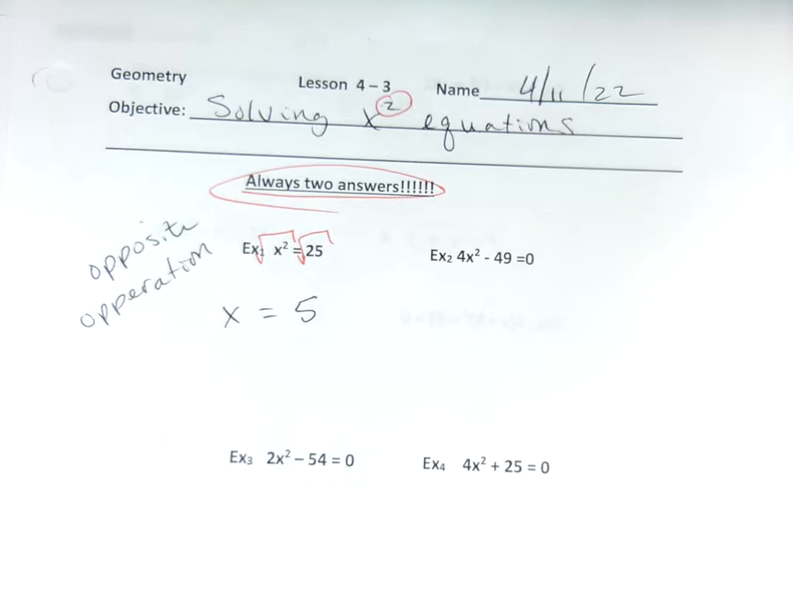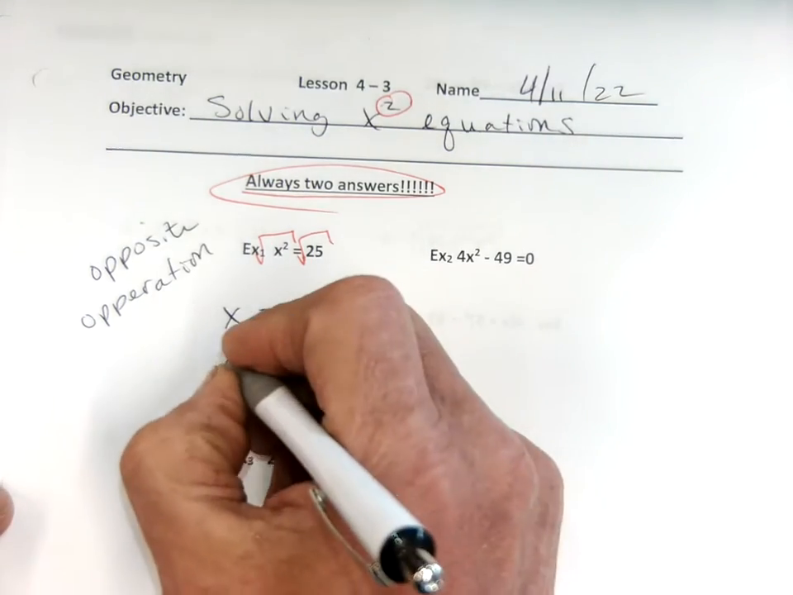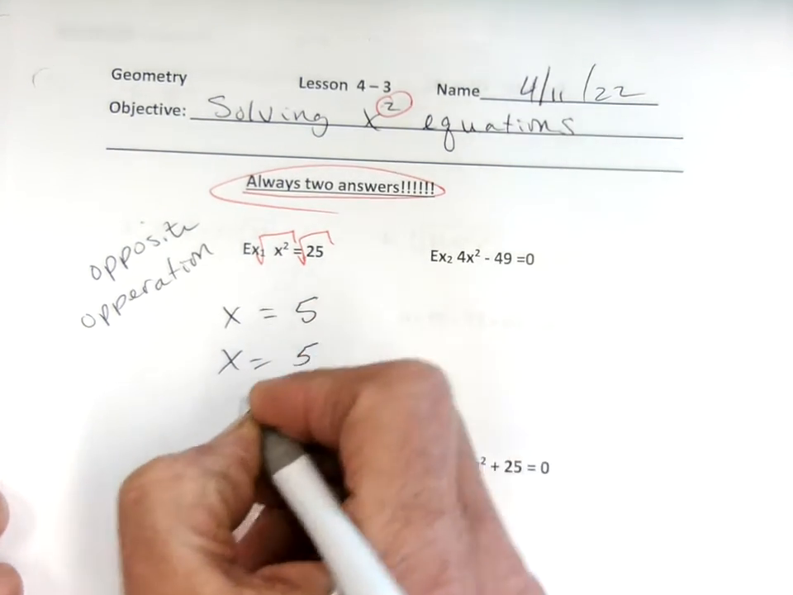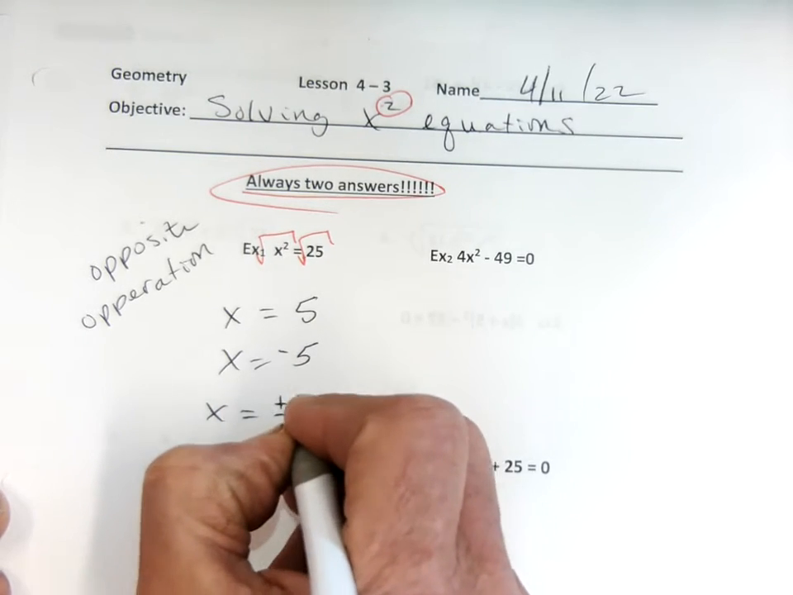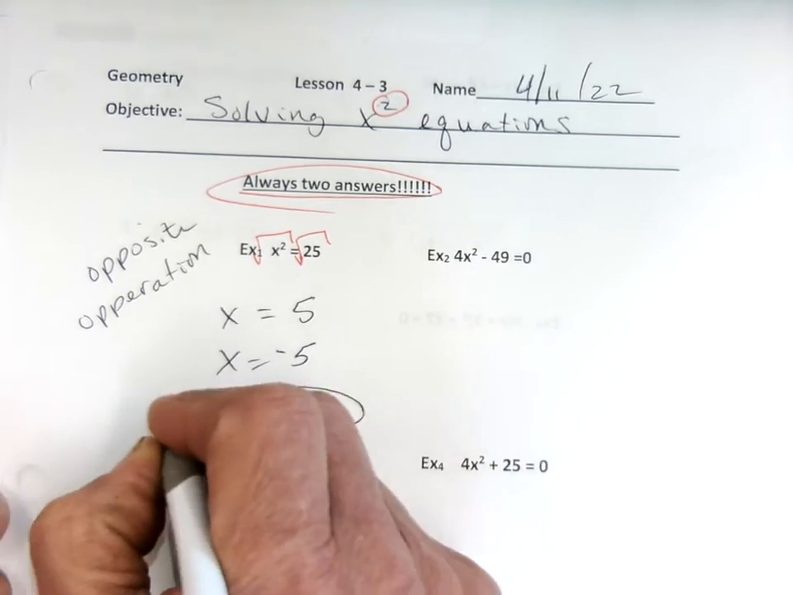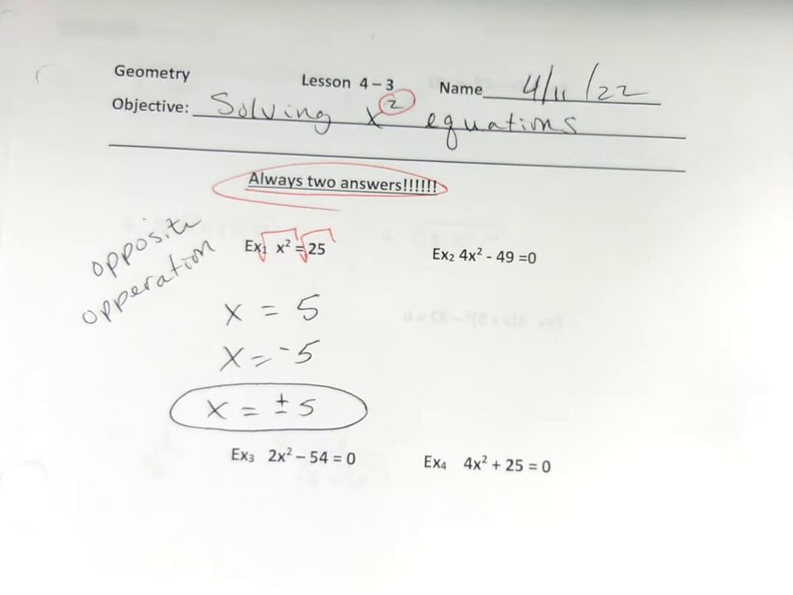So is that always your answer, just the positive and the negative? Yeah, in fact, Scott, I like to write it like this, and you'll see that periodically. It means both, positive 5 and negative 5. You guys see plus or minus 5? What do you think? Pretty simple?